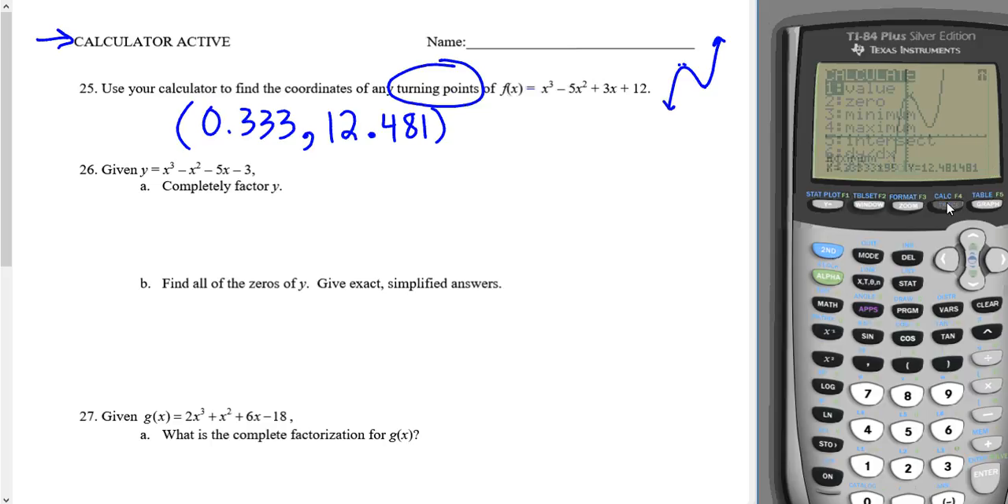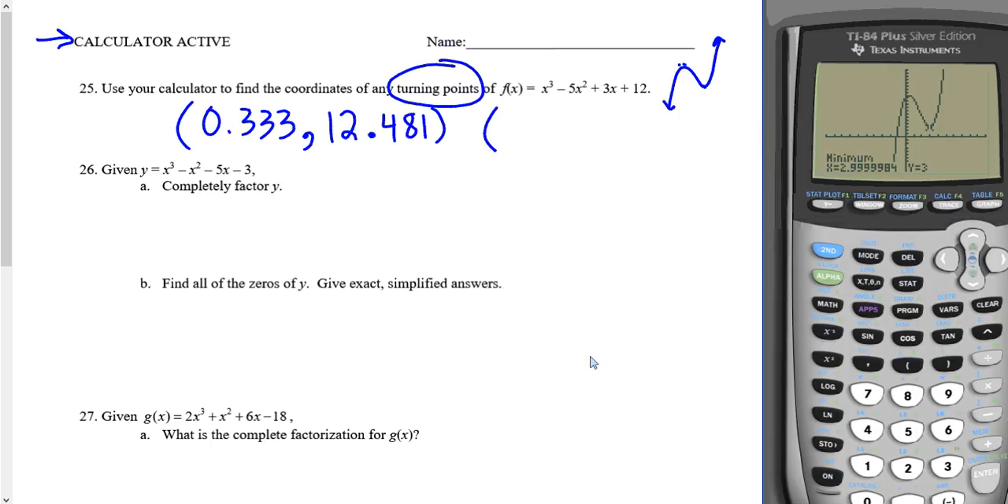Second calc, the minimum. That's number 3. So I need the left of my minimum, which is going to be somewhere down here in the bottom. Hit enter. Go to the right bound. So I need to go over to the right of my minimum. Hit enter. And then for my guess, I go as close to the minimum as I can and hit enter. So for this one, the value that I got was 2.99999. If you want to call that 3, that's fine.